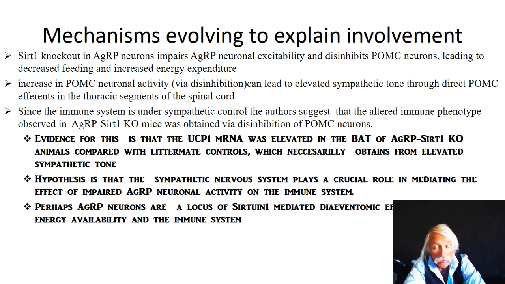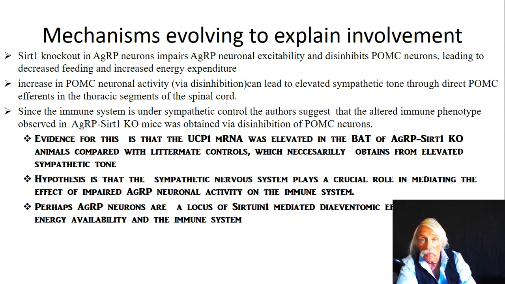So that's normally how it functions. Since the immune system is under sympathetic control, the authors suggest that the immune phenotype, which is altered in the knockout mouse that we were talking about, was obtained via the disinhibition of those neurons. That's what they think the mechanism is, the mechanism that evolved to explain the involvement of the knockout in the AgRP neurons.